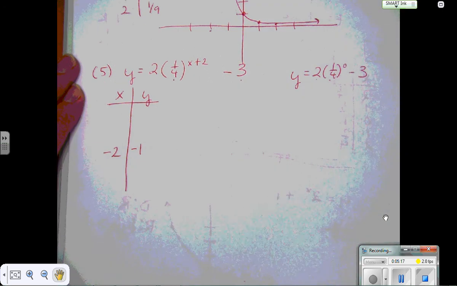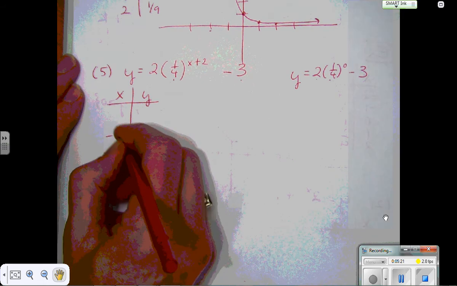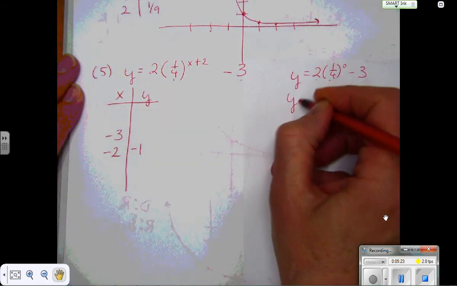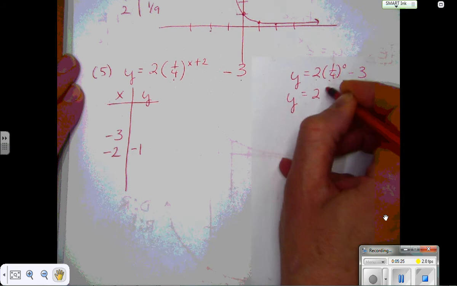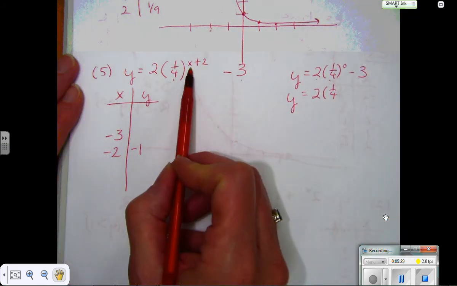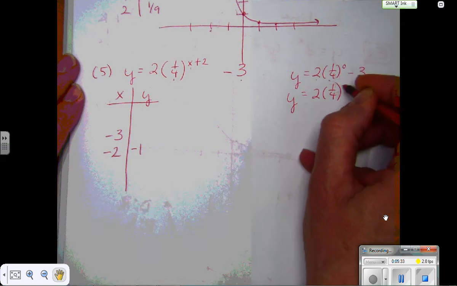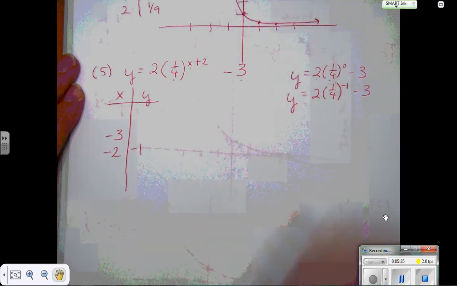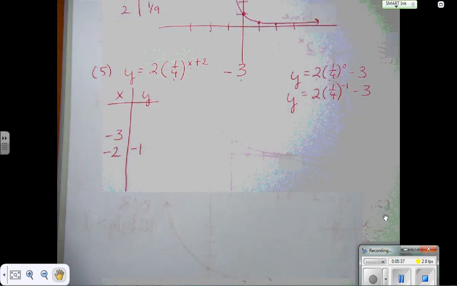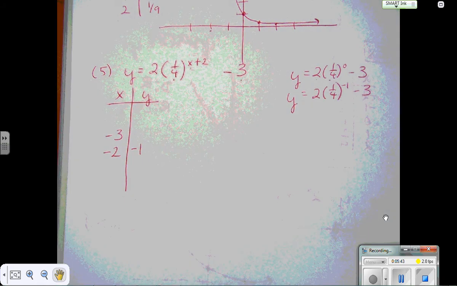So I'm just going to put a negative 3 in there for the x. Let's see what it does. 2 times 1/4 to the, if x is negative 3 plus 2, that means my exponent is going to be negative 1. Okay, so 1/4 to the negative 1 power is what? 4. 2 times 4 is 8, minus 3, it's going to be 5.